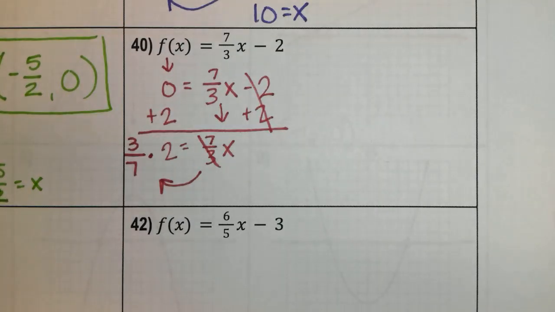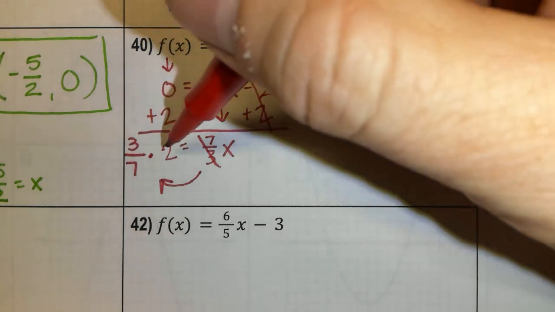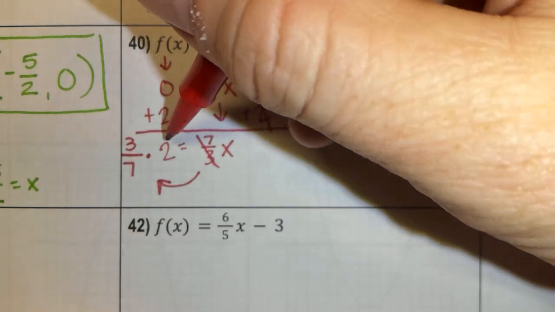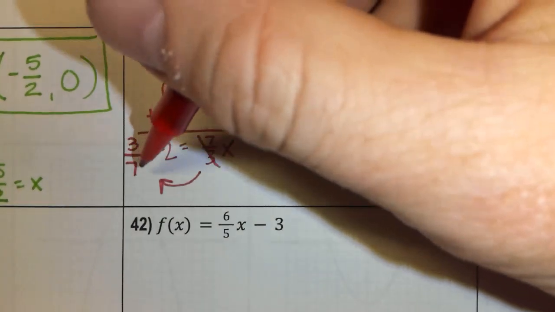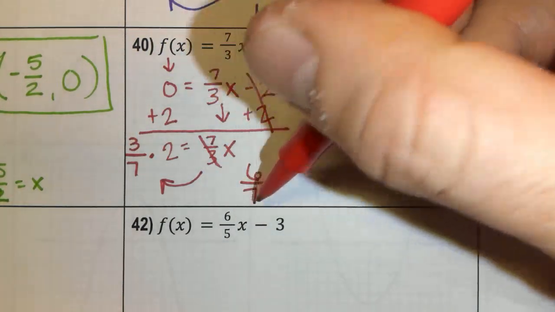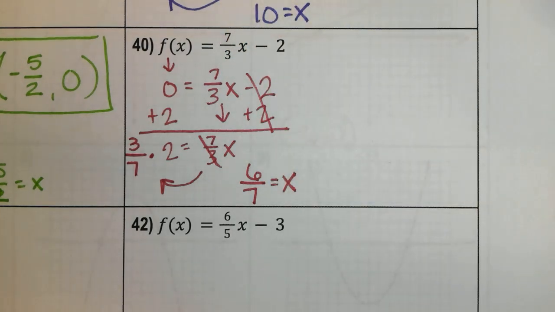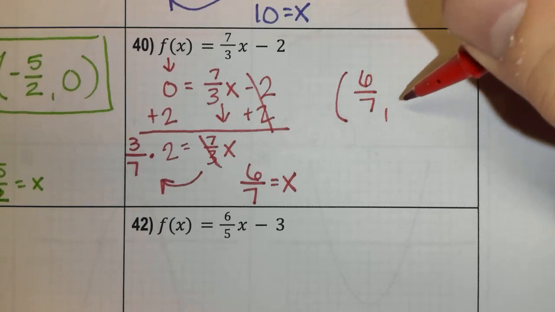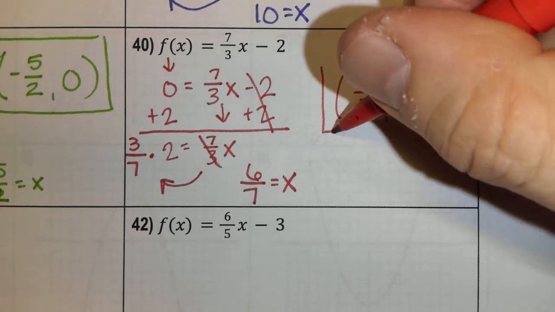Okay, and start with the whole number, multiply by the top, divide by the bottom. That's pretty easy. 2 times 3 is 6. 6 divided by 7 does not divide nice and neat, so we're going to leave it as a fraction. So because x equals 6/7, my answer becomes 6/7, 0. And I'm done.